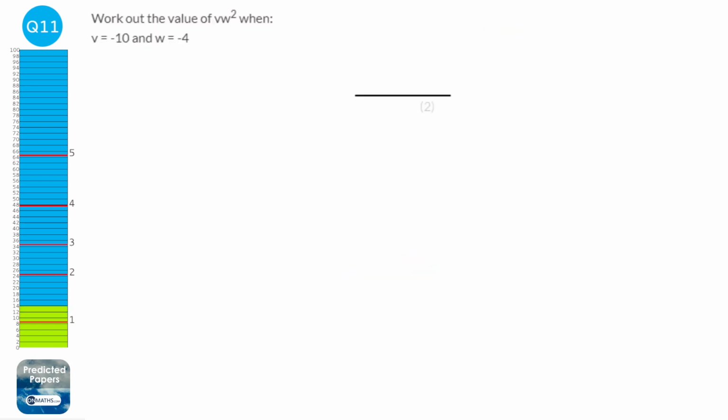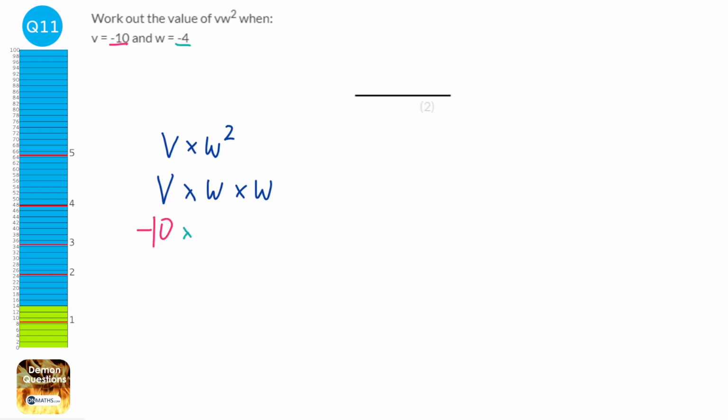Let's rewrite this expression, but with a times sign in. So v times w squared. Now w squared just means times by itself. So we can rewrite that as v times w times w. Okay, so we know v is minus 10. So minus 10. And we know w is minus 4, so it's times minus 4 times minus 4.